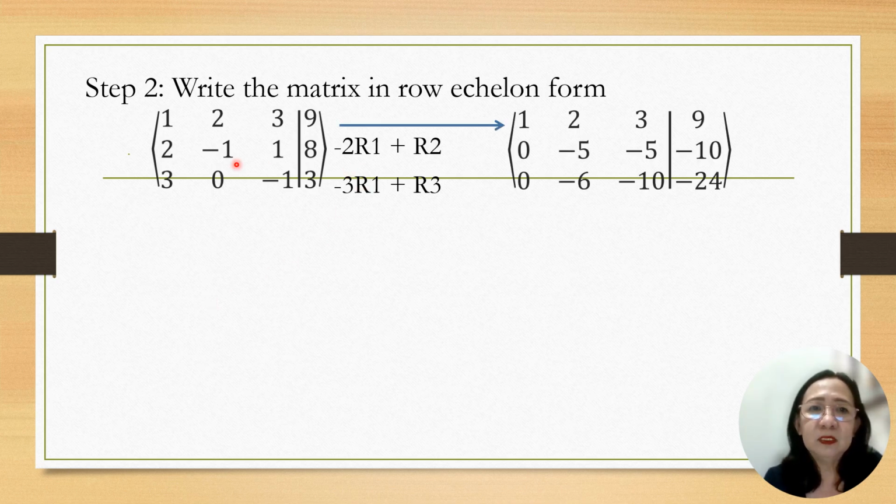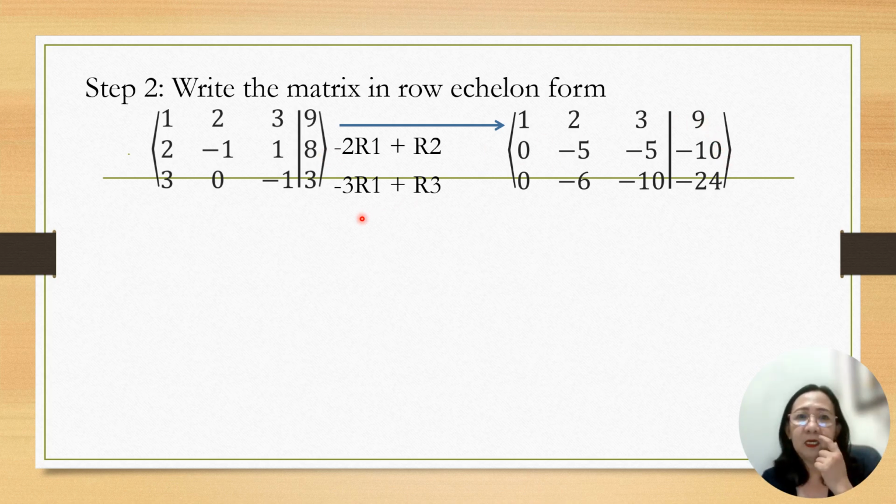So we have to copy the first row, 1, 2, 3, 9. Here it goes. And then negative 2 times 1 is negative 2 plus 2, that is 0. So negative 2 times 2, that is now a negative 4, plus negative 1, we have a negative 5. Then negative 2 times 3, that is a negative 6, plus 1, okay, we have a negative 5 here. And then negative 2 times 9, that is a negative 18, added to positive 8, we have negative 10.